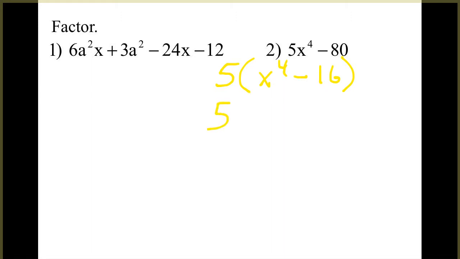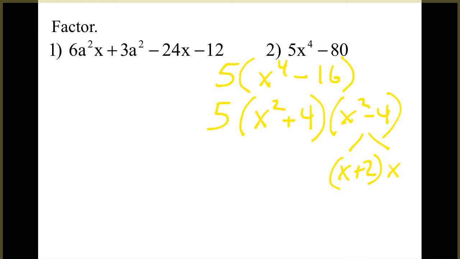So what we have here is what's called a difference of squares. So I'm going to break that up: x squared plus 4 times the quantity of x squared minus 4. Only problem is I'm not completely done. So this still needs to break down to x plus 2 times x minus 2 times x squared plus 4 times 5.